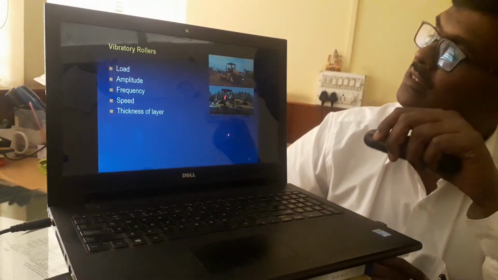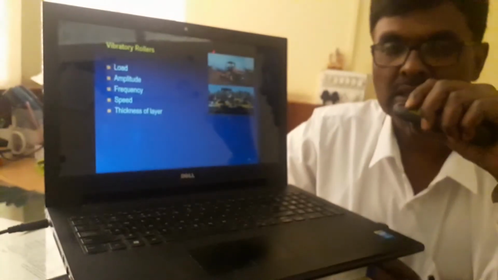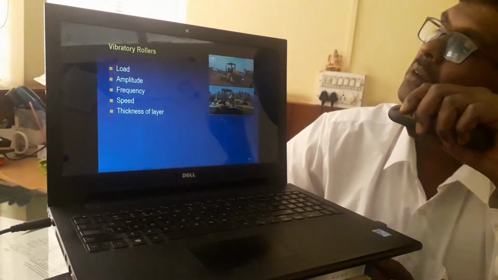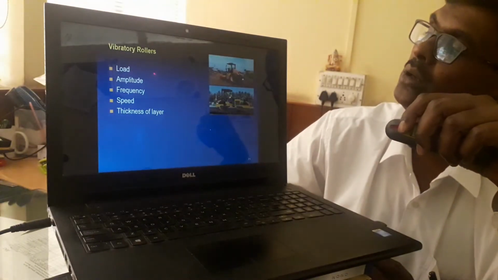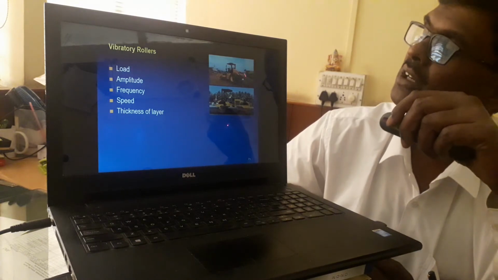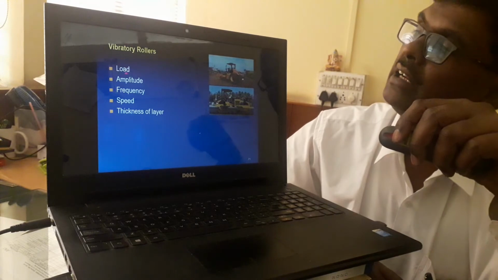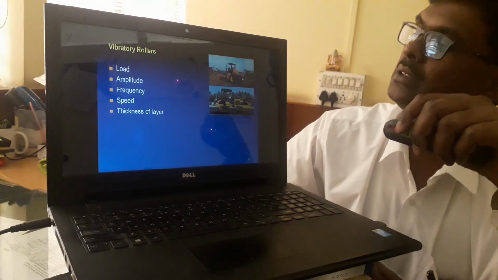So as I said, all these modern rollers can be operated in the static mode as well as the vibratory mode. The compaction efficiency depends on so many parameters. Number one, load. The more the gross weight of the roller, the more the compaction. And it depends on amplitude.